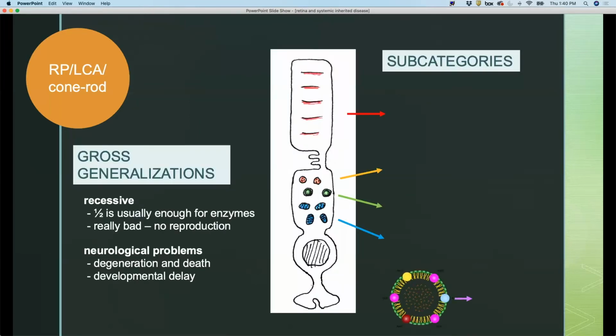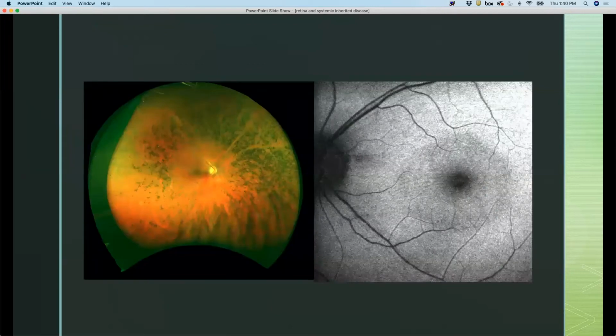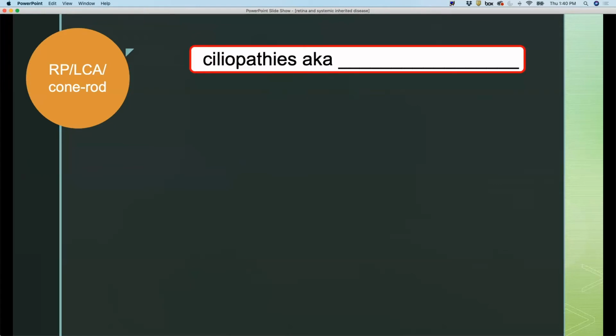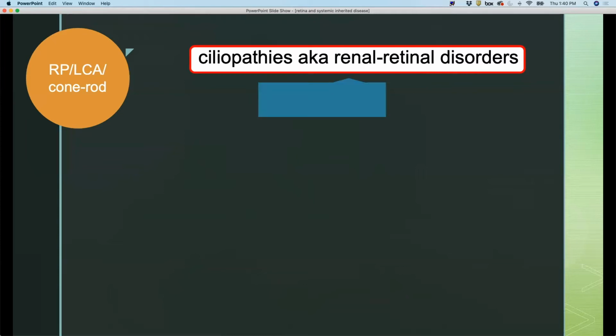I'll go back to the picture just so that we have a visual for what we're talking about here. First we'll talk about the ciliopathies. A synonym for ciliopathies is the renal-retinal disorders. There's a couple of different renal phenotypes that occur. One is polycystic kidney disease, and the other one is nephronophthisis. I don't know how to pronounce it, but it has the word "phthisis" in it. It just means scarring and fibrosis and shriveling up of those kidneys.